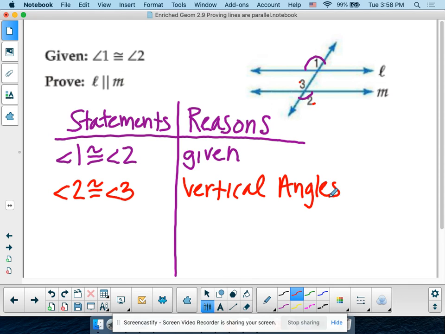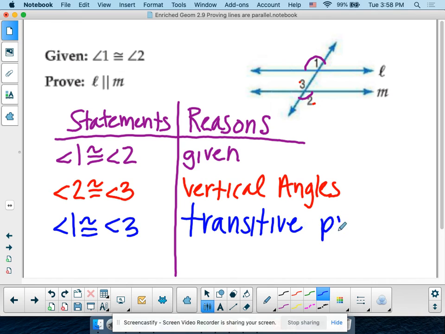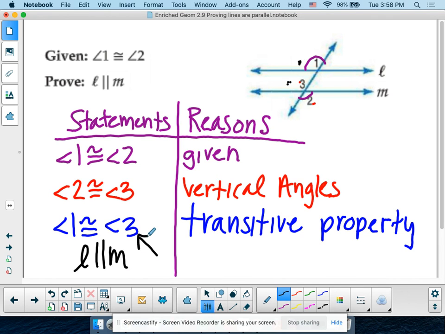And now if we look here, folks, I have 1 is congruent to 2 and 2 is congruent to 3. So now what 2 angles are equal? 1 and 3, by our favorite property, the transitive property. And now we're done. I mean, we have one more step, I suppose. We'll finish it off. L is parallel to M, because what kind of angles are 1 and 3? They're corresponding, and they're equal, so it'd be our corresponding angles converse to prove those lines parallel.